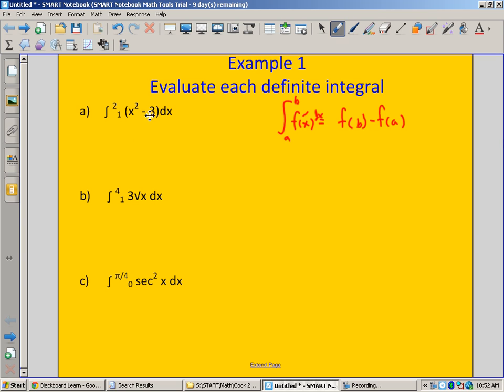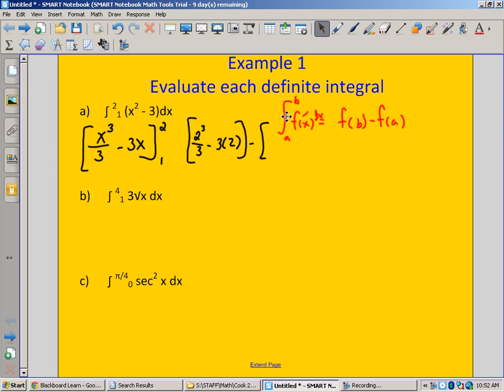I'm going to take the integral of this and end up with x cubed over 3 minus 3x. With this function, I will use the 1 and the 2, and since it is b minus a, I'll put 2 in, so it'll be 2 cubed over 3 minus 3 times 2. That's my first thing. Then I subtract away, putting in 1. I end up with 1 cubed over 3 minus 3 times 1.